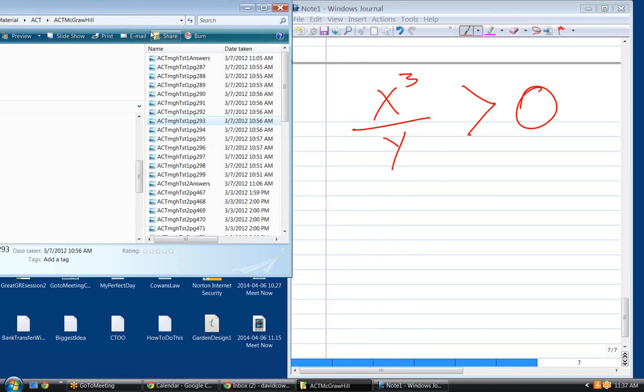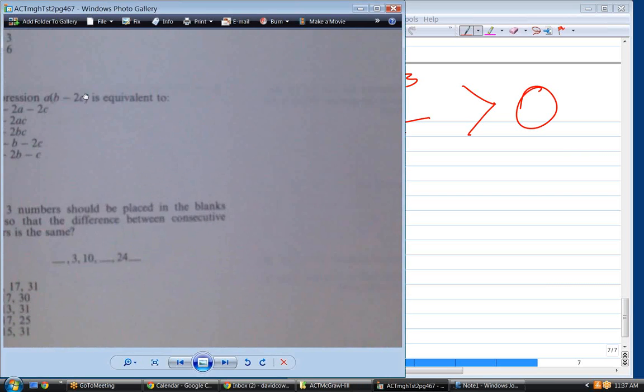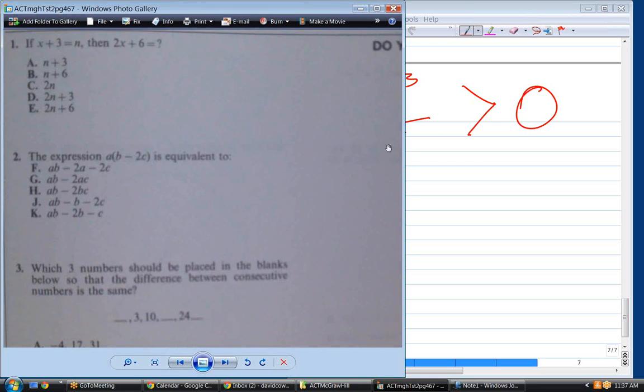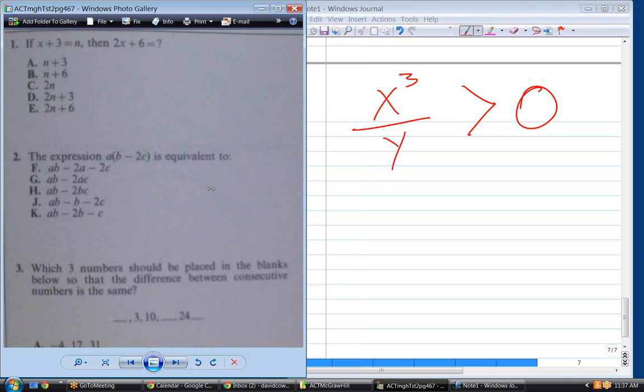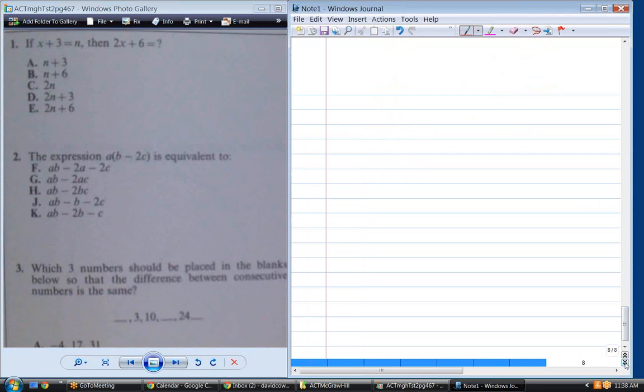Let's go to test 2, starting from the beginning. Sorry about the blurriness. x plus 3 equals n. What does 2x plus 6 equal to?